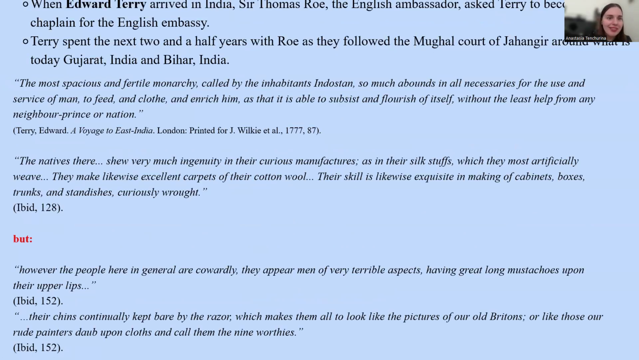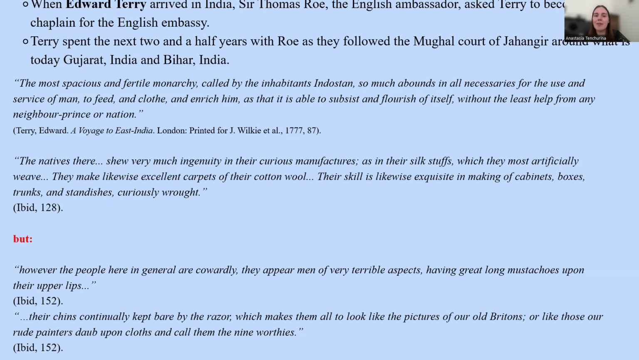Another traveler is Edward Terry, who arrived in India when Sir Thomas Roe asked him to become the new chaplain for the English embassy. Terry then spent around two and a half years with Roe as they followed the Mughal court through what are today the states of Gujarat and Bihar. His account is extraordinarily interesting as well.